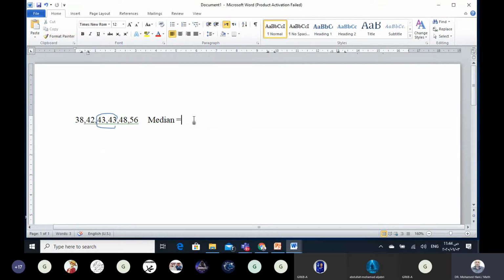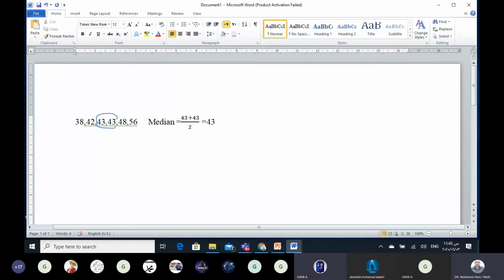Okay, why divide by 2? Because when we have an even number of data, we take the two numbers in the middle. How to find the median for the two numbers? Find the mean for the two numbers. How to find the mean? Add the numbers, then divide by the amount of numbers. 43 plus 43 divided by 2. Divide by 2 will be what? It will be 43.